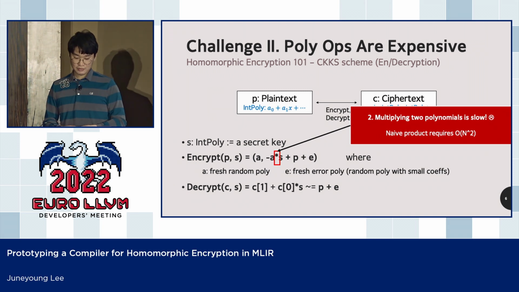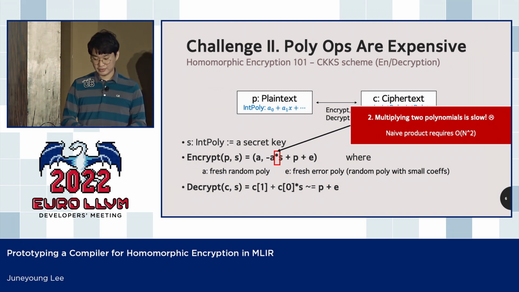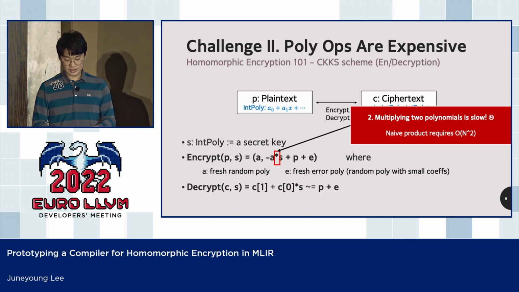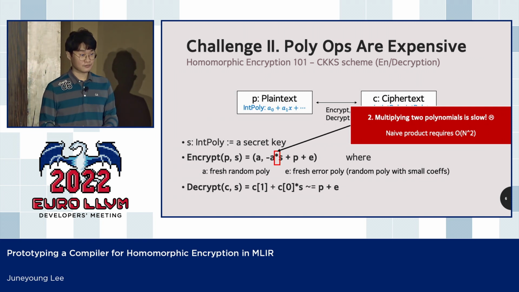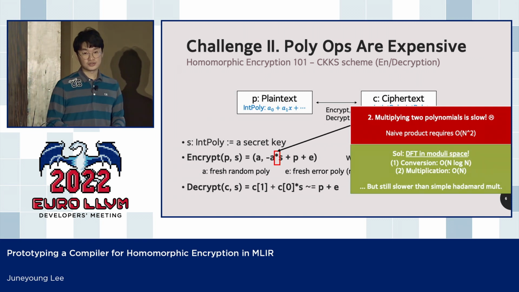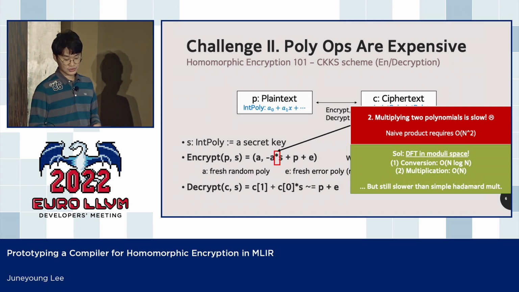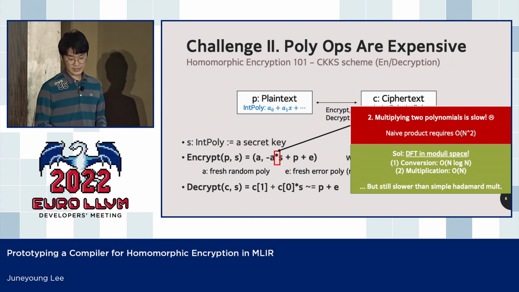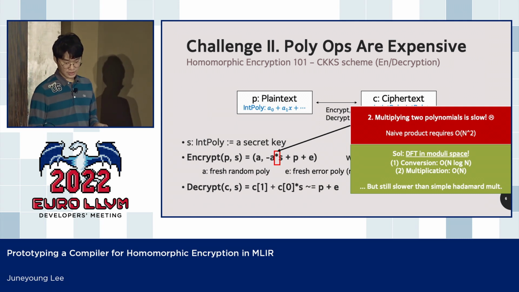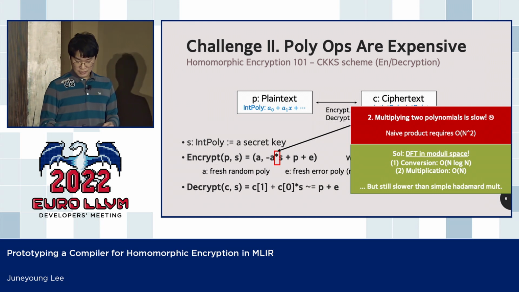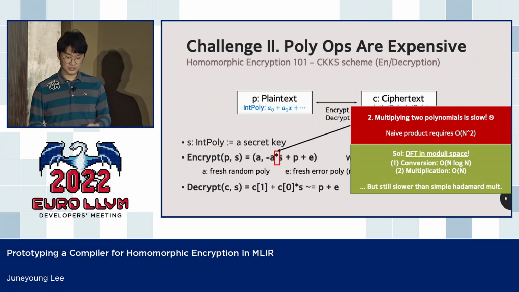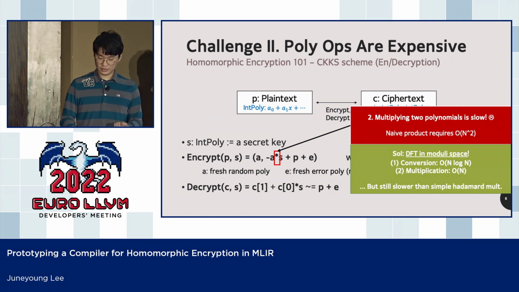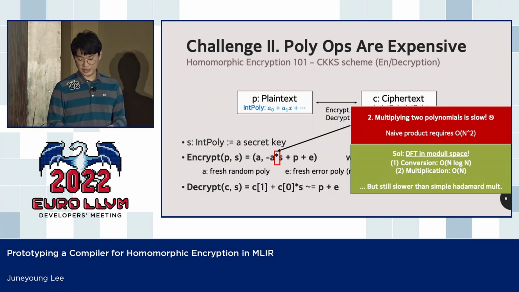However, multiplying two polynomials is slow because the naive product requires n-squared time complexity. Fortunately, there is also a solution, which is analogous to using the discrete Fourier transform in the modulus, but it is still slower than simple Hadamard multiplication on the message because it requires running the discrete Fourier transform operation.